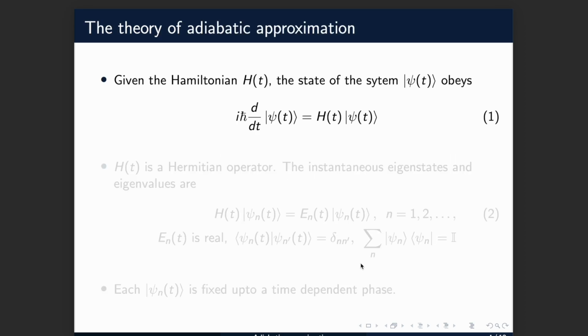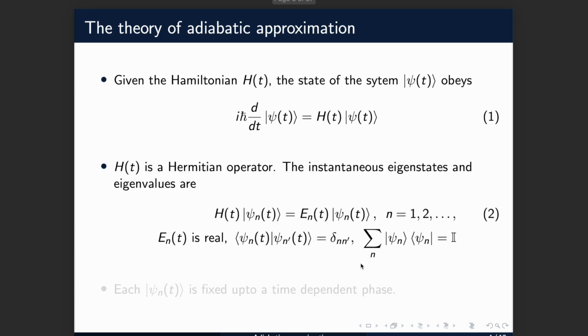Let's take a time dependent Hamiltonian. The state of the system obeys the Schrodinger wave equation. We know that the Hamiltonian is a Hermitian operator. The instantaneous eigenstate and eigenvalue are given by equation 2. It's the eigenvalue equation. The eigenvalues are real and the eigenvectors are orthogonal and they satisfy the completeness condition.